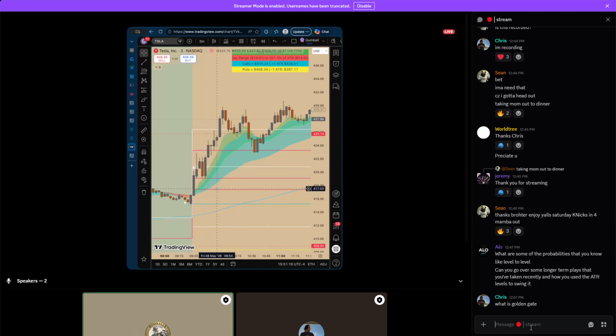Golden Gate. So right here, so here's a call trigger. So this is usually like I'm bullish leaning for the day if we open above this, and then Golden Gate is that high probability ATR level that can push you towards Golden Fib.